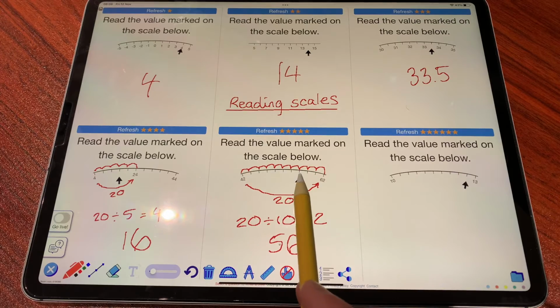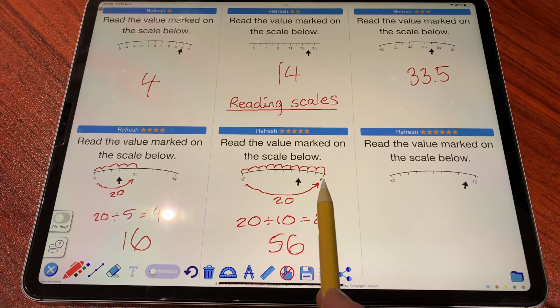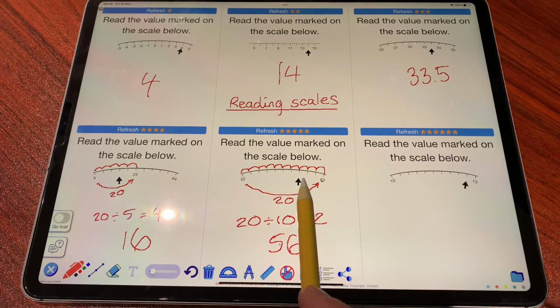Now if I carried on, I can just double check that I actually got the right scale. If this is 56, this would be 58, that would be 60, and 62. Now rather than working from left to right, it may have been easier to go from right to left, in which case instead of counting up by 2, I would take away 2. So 62, 60, 58, and 56. I arrive at exactly the same answer.